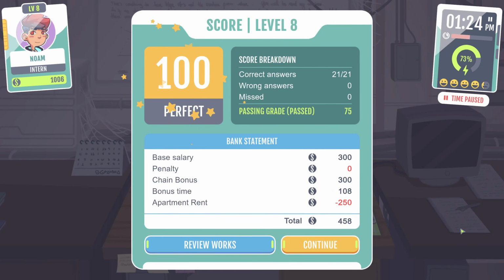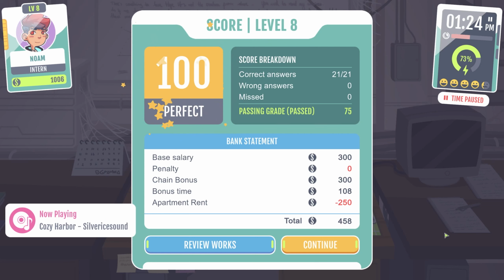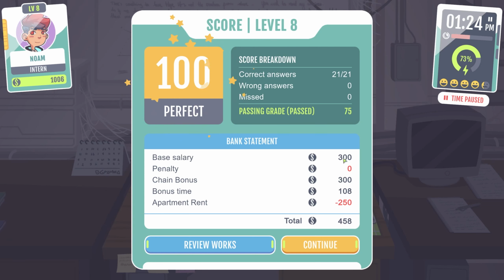That's all the work. 100%. Awesome. Oh, base salary is 300 now. Huzzah.